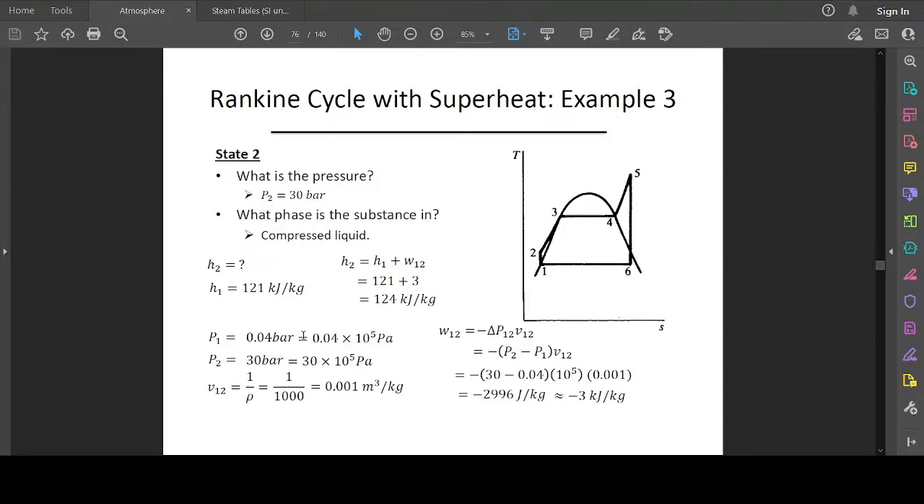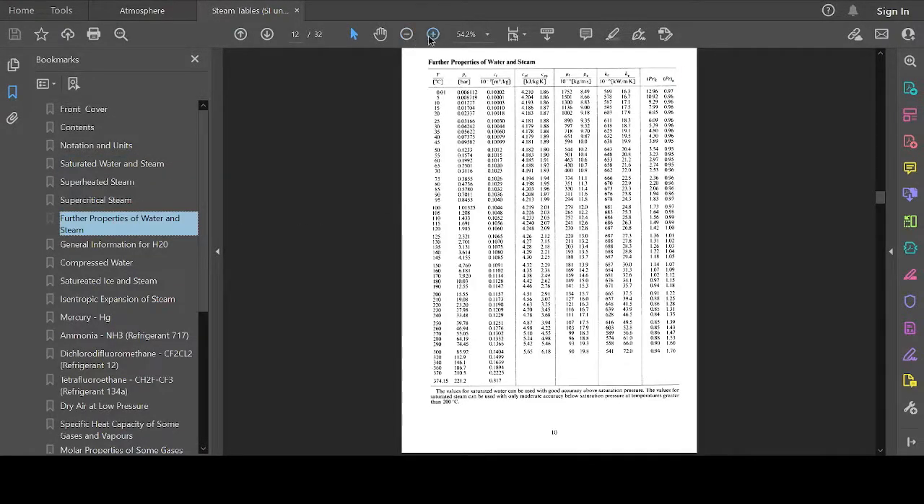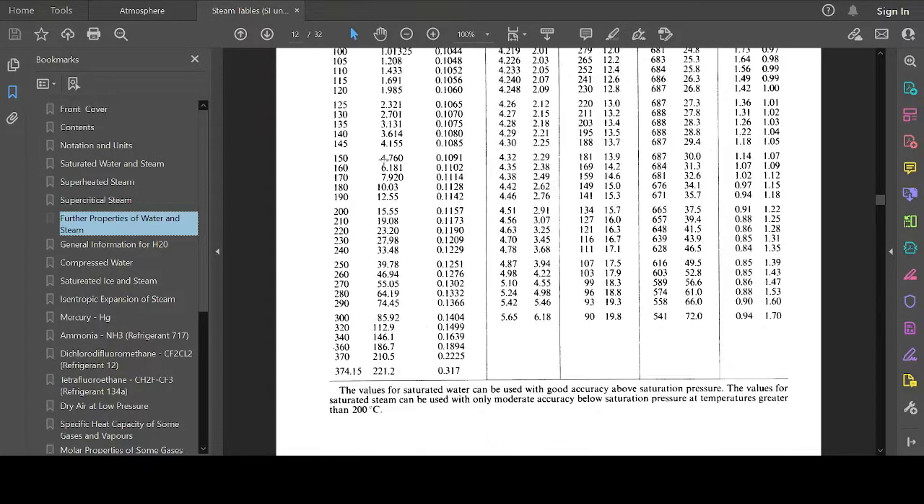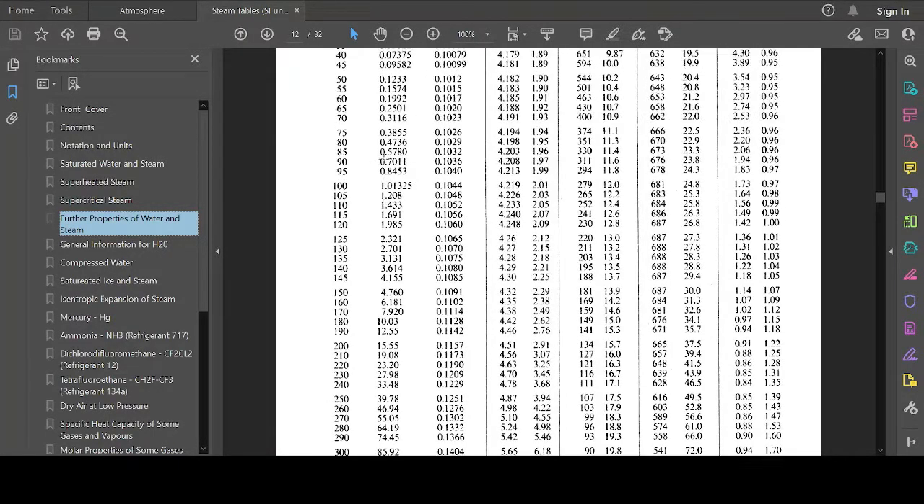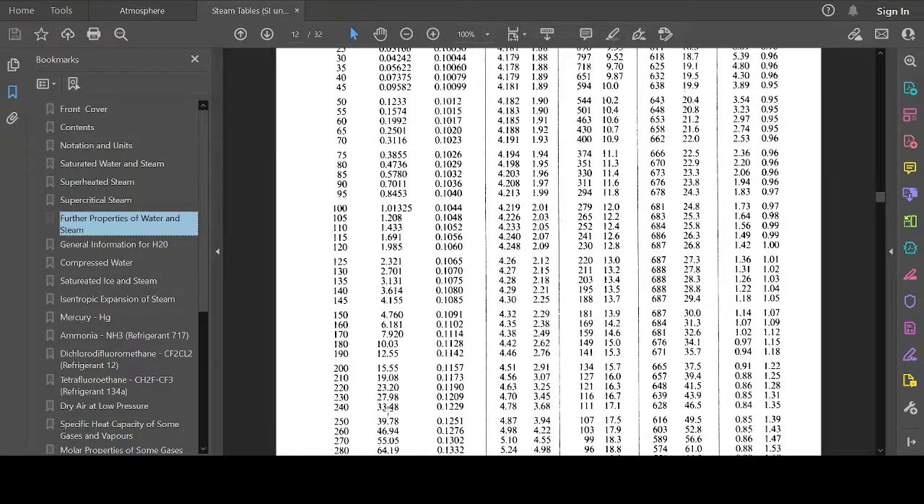And if you check the steam table, you will find out, let's go to further properties of water. Let's blow this up. You find out that we have the specific volumes here. If you take, let's see, 30 bar falls between these, so you need to interpolate.